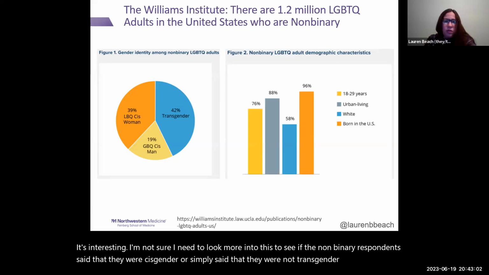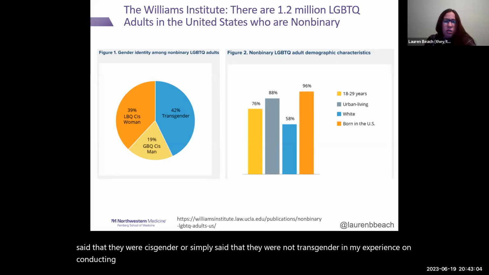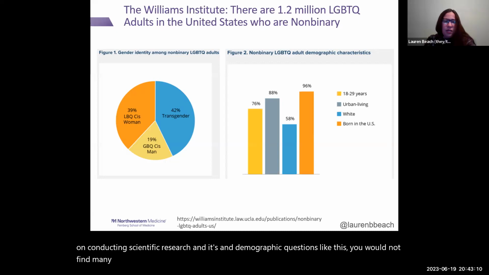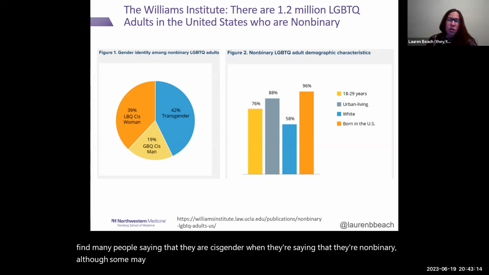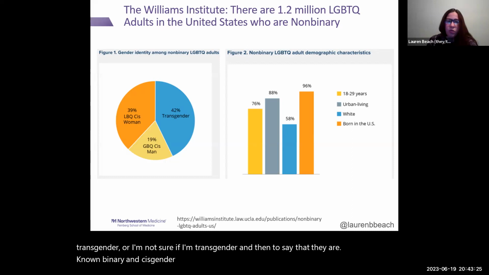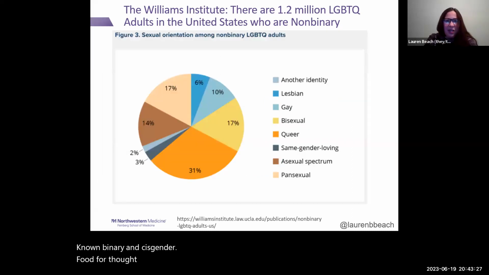In my experience conducting scientific research with demographic questions like this, you would not find many people saying that they are cisgender when they're saying that they're non-binary, although some may still do so. Instead, it's more likely that individuals will say, well, I'm not transgender, or I'm not sure if I'm transgender, than to say that they are both non-binary and cisgender. Food for thought. All right.